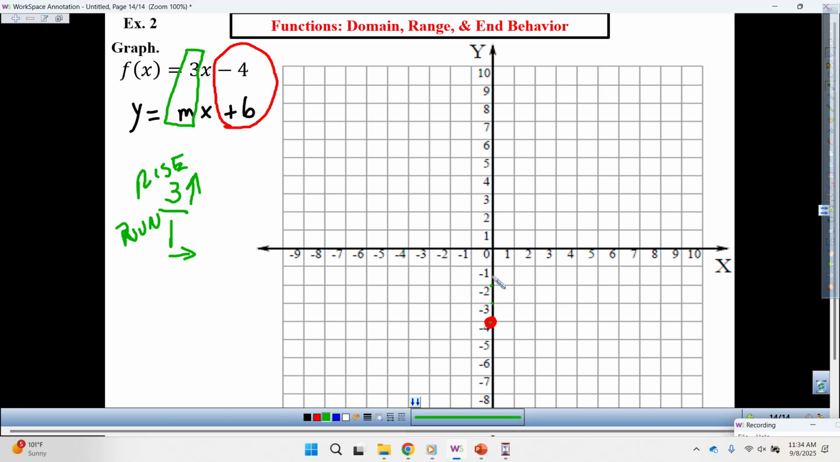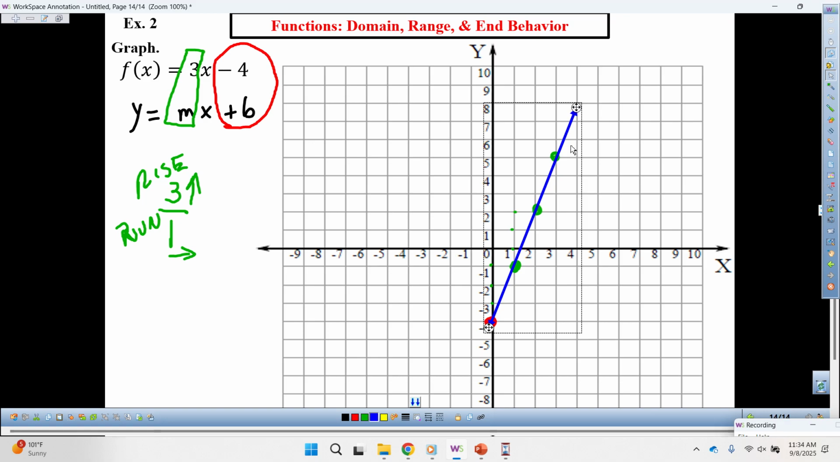So from here we go 1, 2, 3, 1 to the right, plot your point, do it again from there. 1, 2, 3, 1 to the right, plot your point, one more time. 1, 2, 3, 1 to the right, plot your point and graph your line. Nice and straight like mine.